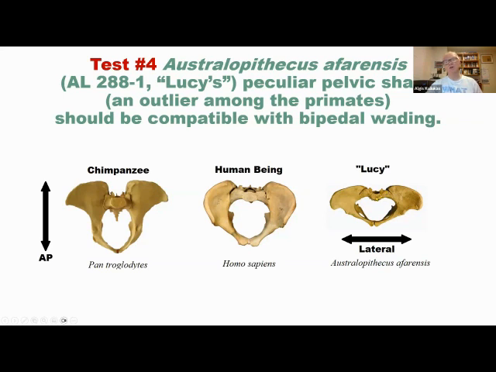Lucy is at the other end of the spectrum on this sort of measure. Lucy is what we call a platypelloid pelvis. It's very wide side to side and very narrow AP. So what's that all about? No one seems to have asked the question, what were these guys doing moving?